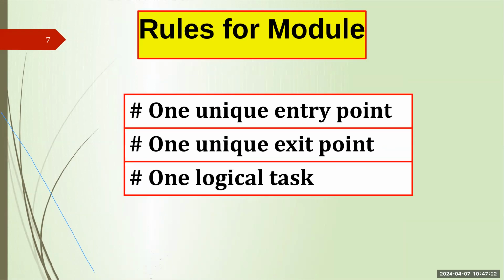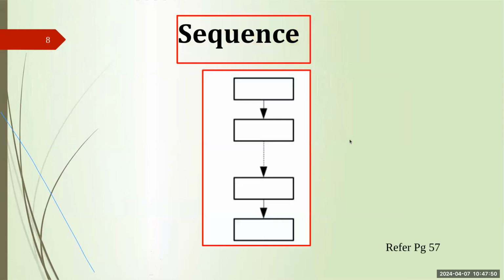A module has these properties: one unique entry point, input point, and one output point, and one logical task. Only one single task, small. So we can break modules down further, and ultimately we select a small module and write programs. That is why modularizing is very easy when you program. It is manageable and we can easily find errors.